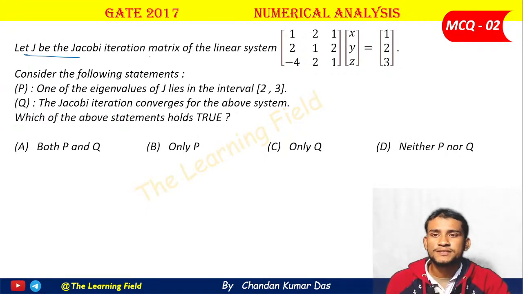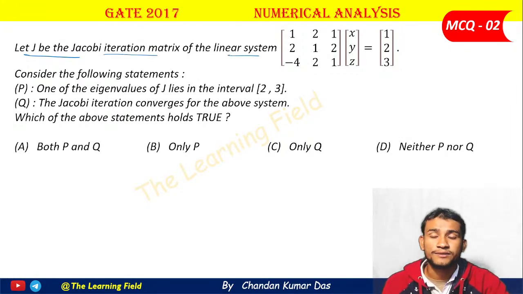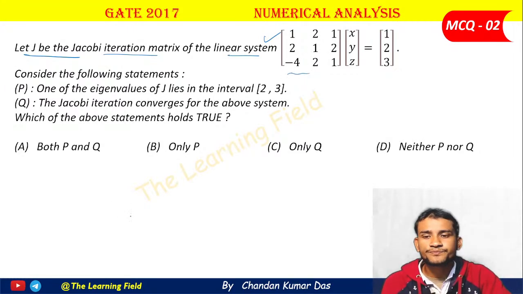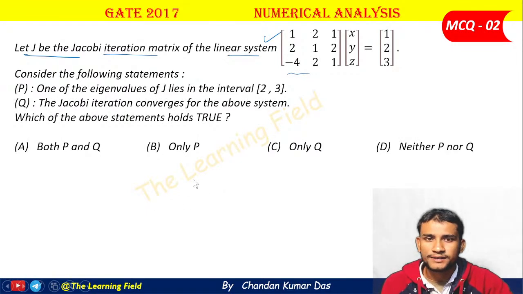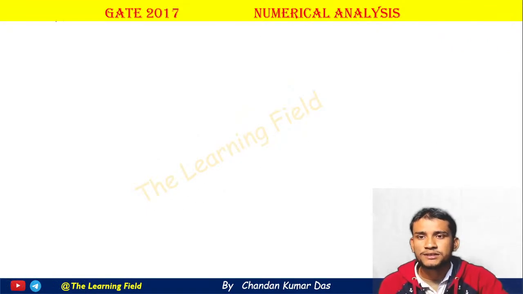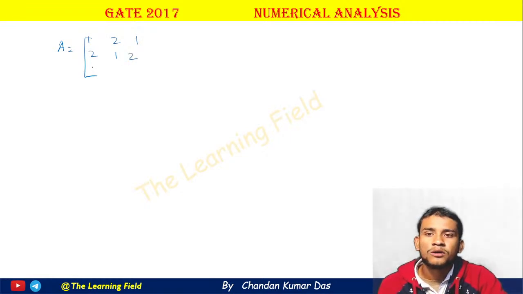Okay, so this is the question: let J be the Jacobi iteration matrix of the linear system, and this is a very important type of question. So this is the system Ax equal to b, and this is the matrix A. I just write the matrix A here: 1 2 1, 2 1 2, minus 4 2 1.